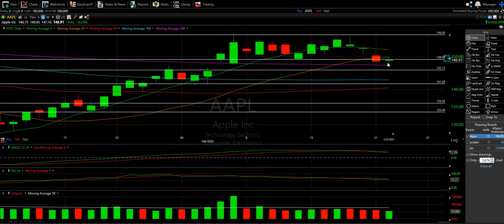But again, ultimately, I normally don't draw many lines this close to these moving averages because it's really more about the moving averages. You know what I mean? So, yeah, I think that's a good view on Apple.